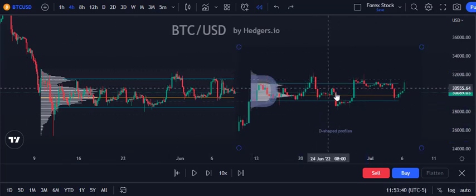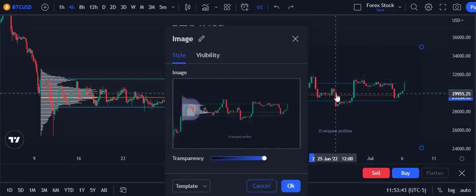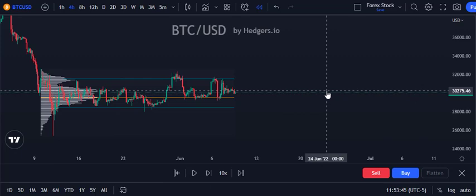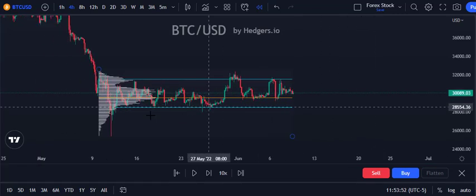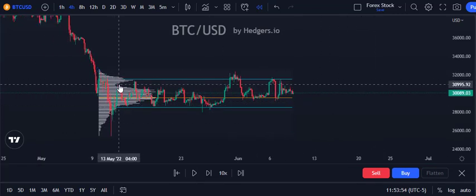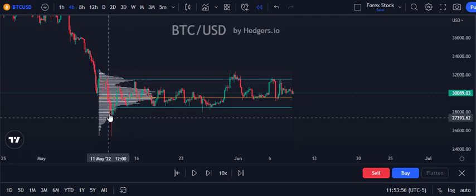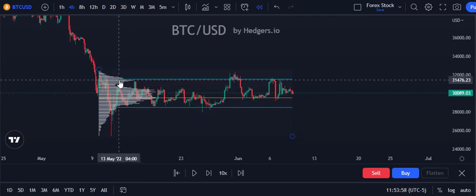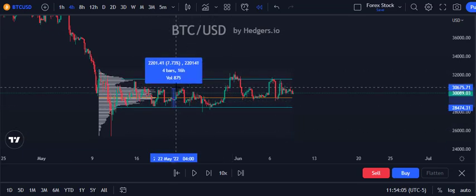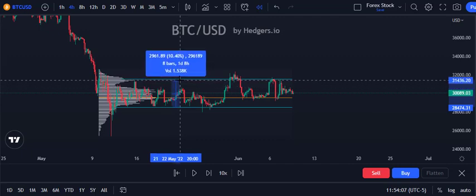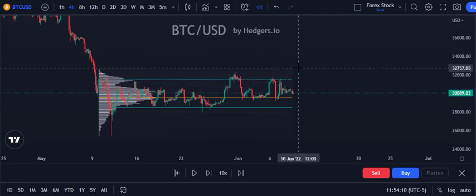So now, what exactly is the D-shaped profile useful for, and how can you trade this? Basically it indicates a choppy range. For example, between the value area high and low, you see a lot of time has been choppiness, and it's almost a range of 10%, and it's really hard for a beginner to trade these ranges.